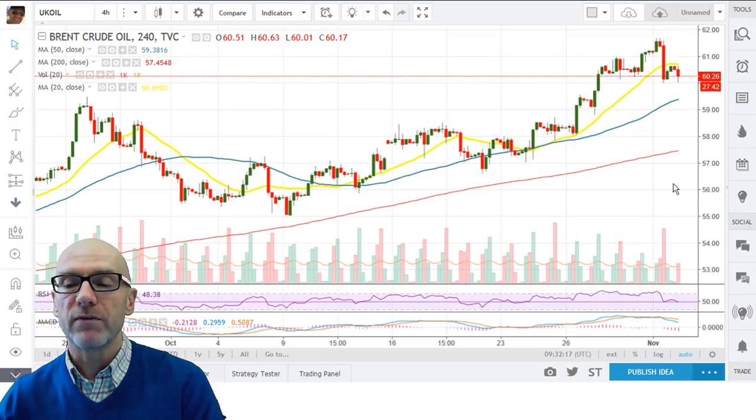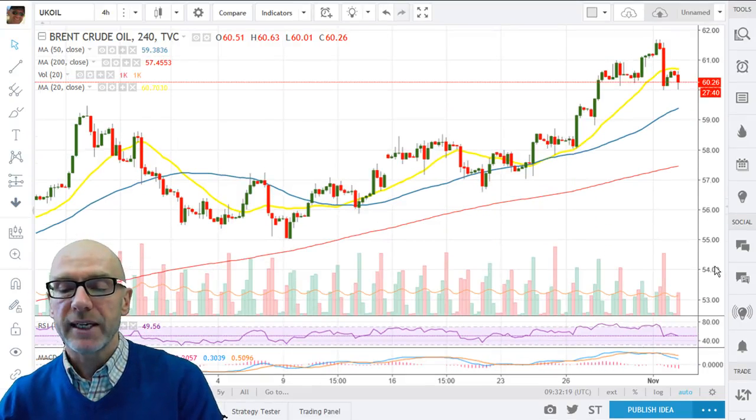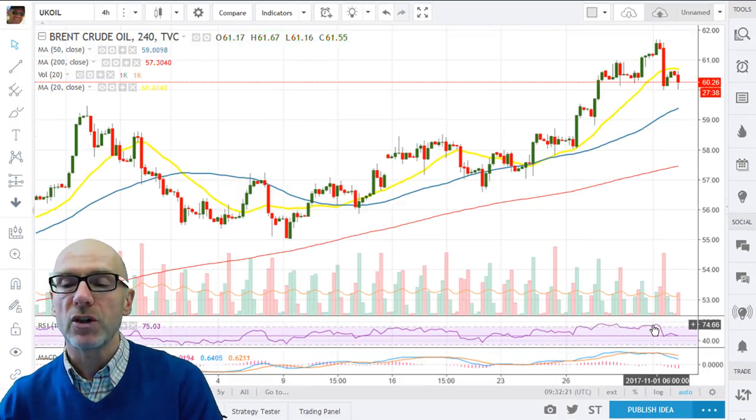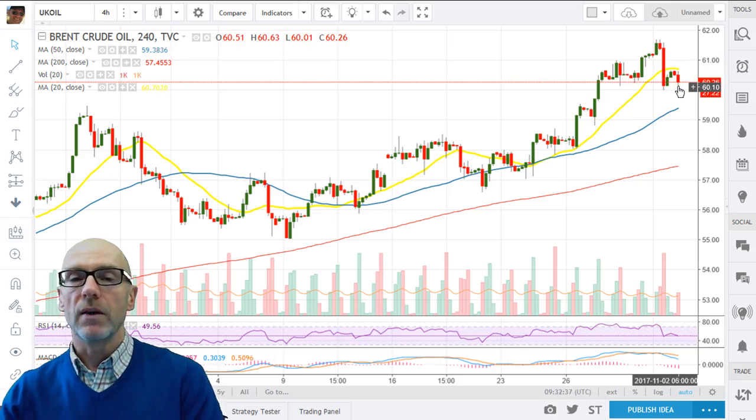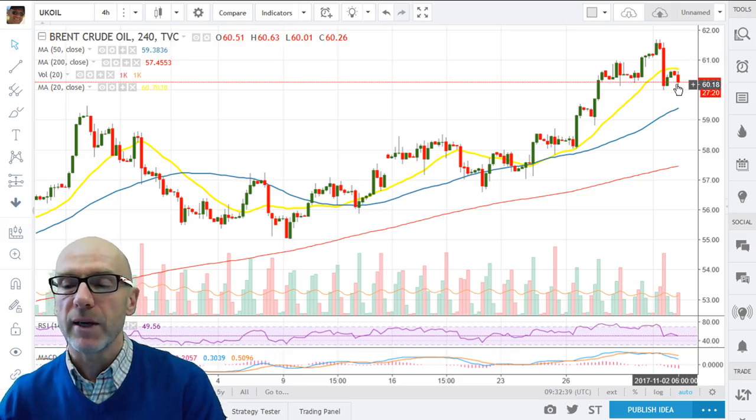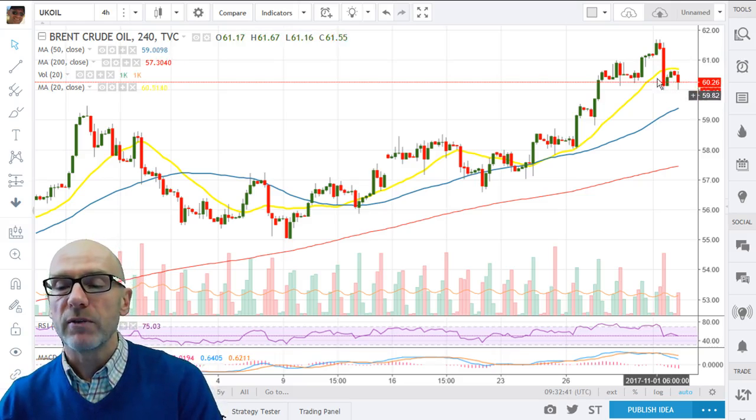Moving on to the 4-hour chart, and again we've had a non-confirmation on the RSI. You can see that the high that we achieved yesterday was below the high that we achieved previously, and also with the move down that we saw yesterday afternoon on the oil price, that was on the inventory figures that came out in the States. You can see we've gone below the 20 average.